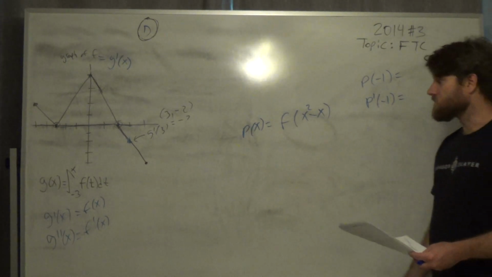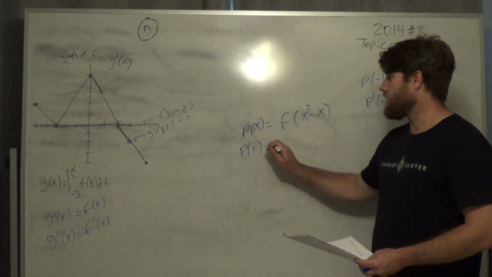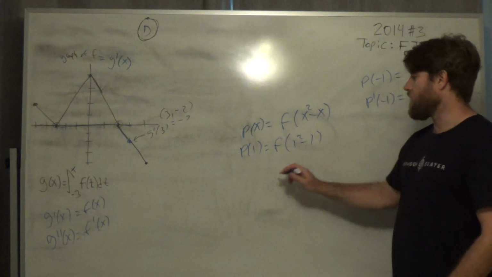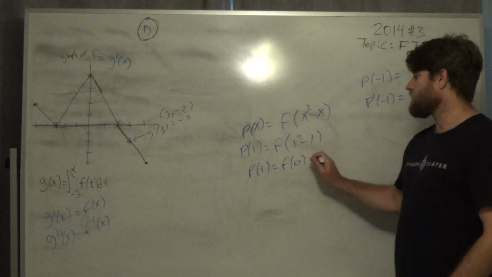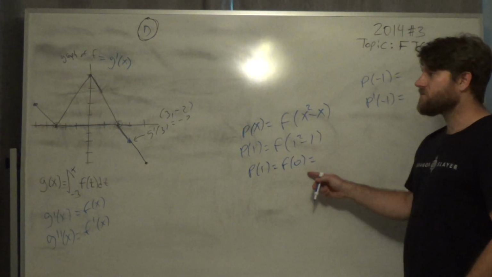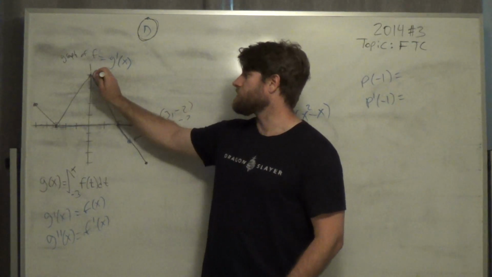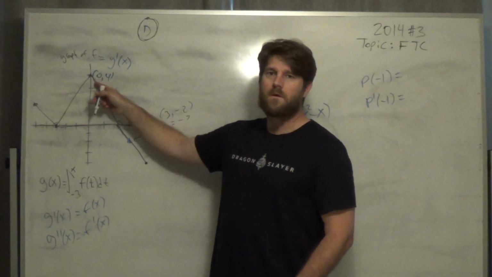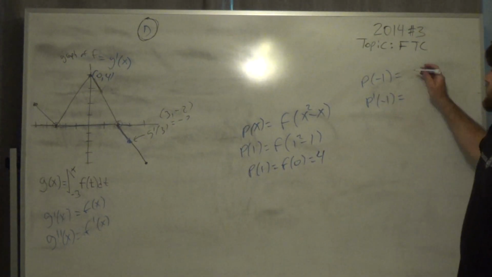All right, so let's start with finding the point. What is p of 1? Well, p of 1 is f of, and we replace the x's with 1s, so p of 1 is equal to f of 0. 1 minus 1 is 0. And what is f of 0? Since this is the graph of f, f of 0 is simply that ordered pair, 0, comma 4. So that is simply a 4. So p of 1 is 4.